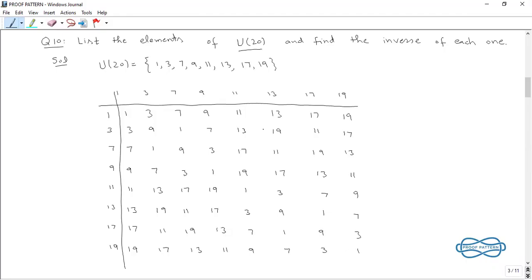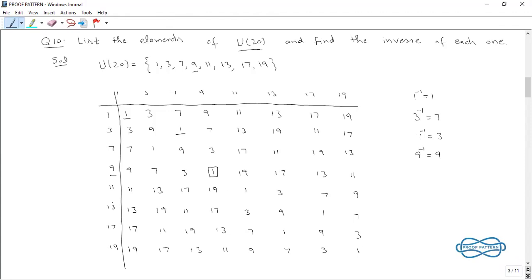Now it is very easy to find the inverse of each element from the Cayley table. The inverse of 1 is itself because here it is 1. For 3, whenever we multiply 3 with 7, we get 1. So 3 inverse is 7 and 7 inverse is 3. Now we find the inverse of 9. Whenever we multiply 9 with 9, we get 1. So the inverse of 9 is 9 itself.